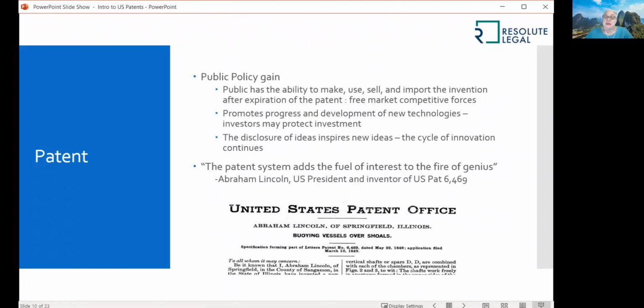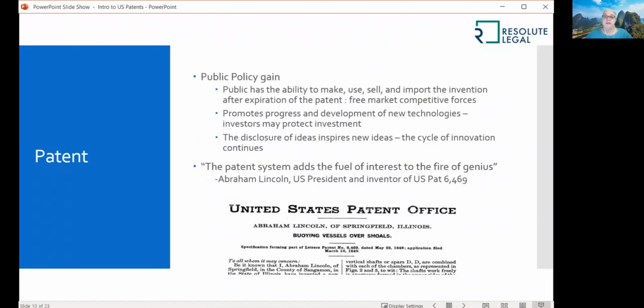In exchange for this disclosure from the inventor, the public has the ability to use this invention freely when that patent term expires. So that supports free market competitive forces. And it promotes the progress and development of new technologies because investors may protect their investment. And as I mentioned earlier, the disclosure of the idea will inspire new ideas and the cycle of innovation continues.